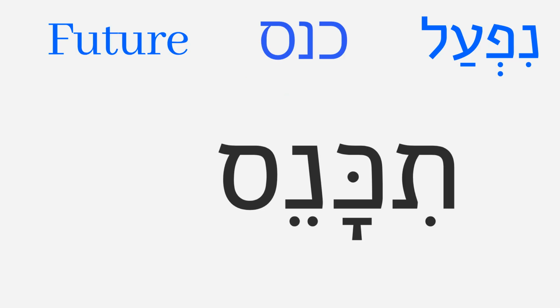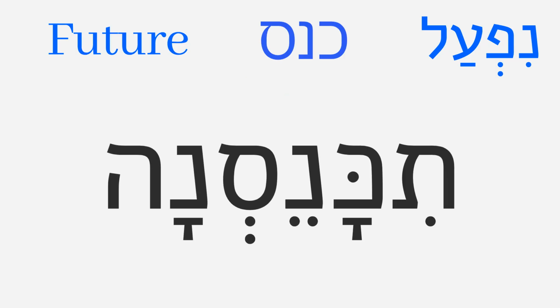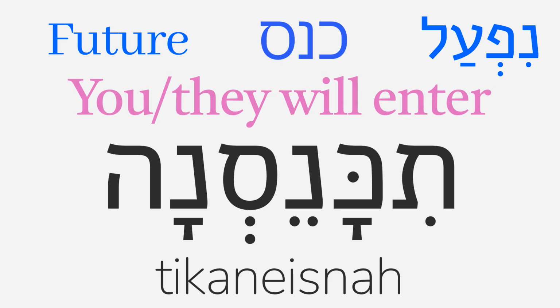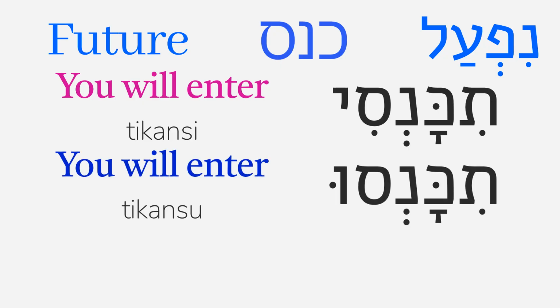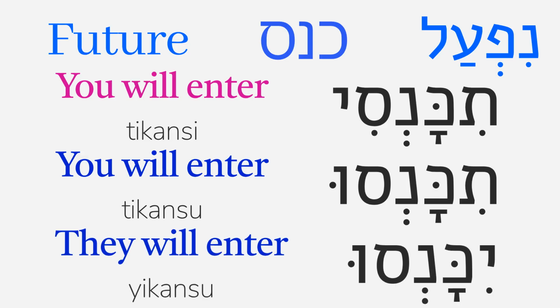You can take tikanes and add na to make tikanesna, which means you will enter feminine plural, or they will enter in feminine form. However, this form isn't one you'll see much. The other future tense forms that have endings shorten the tsere to a shva, as we've seen in so many other binyanim. Tikansi, you will enter feminine singular. Tikansu, you will enter masculine plural. And yikansu, they will enter in masculine form.